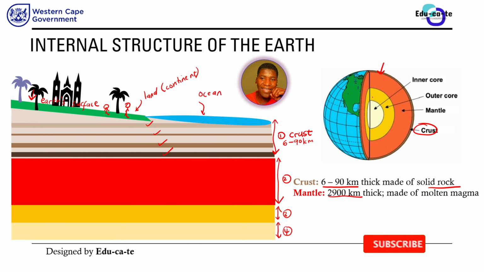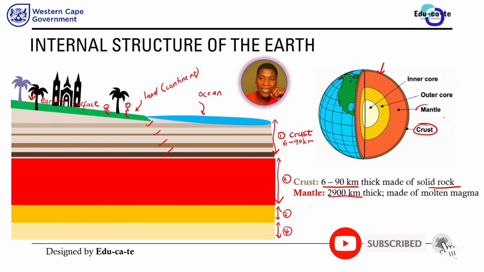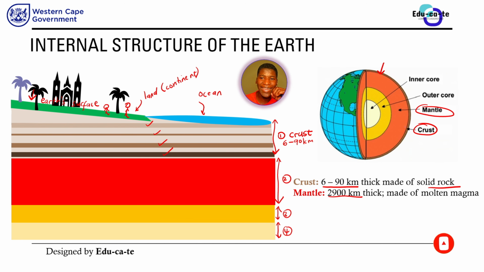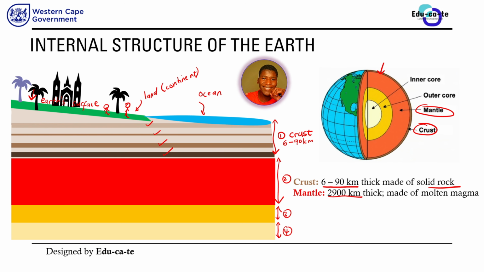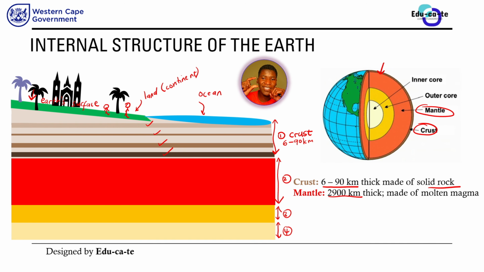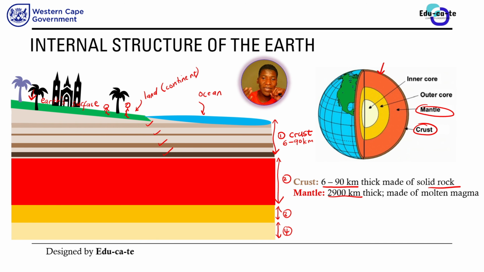So in this earth diagram, the spherical earth, this is the mantle. Basically, it is this layer, the second layer after the crust. So it means that when you keep digging down after passing the crust, which is 60 to 90 kilometers thick, you will be able to reach the mantle.